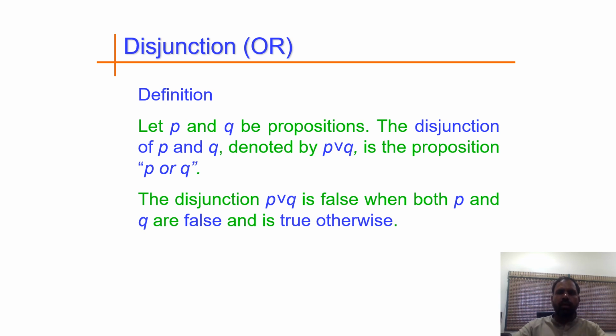Meaning to say, if one of the values P and Q, one of them is true, then the value of P or Q will be true. So there is no need for both values to be true like in conjunction. In disjunction, if someone is true, P or Q, and if both values are true, then P or Q is true. This will be false only if both are false.